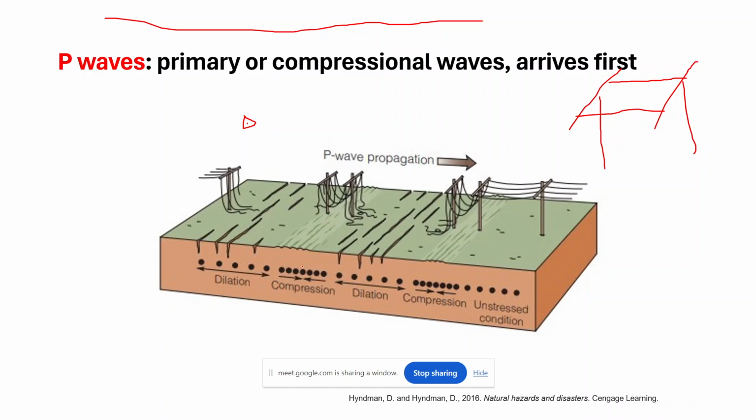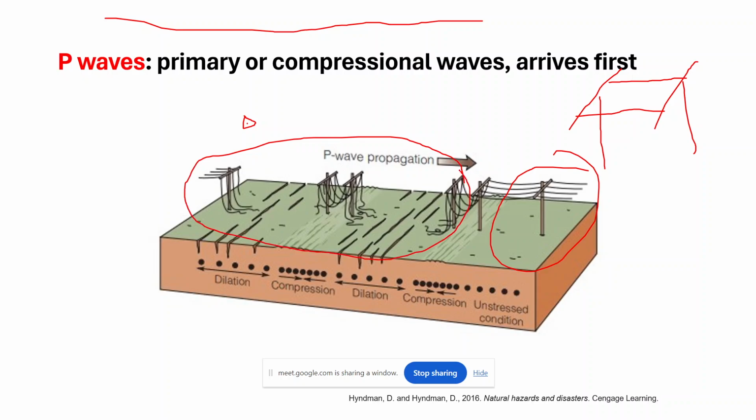And where it is compressed, the electric lines have come closer. Again, they are dilated or extended, so they are broken, then compressed. So this is the normal condition, and this is what you see when a P wave propagates.